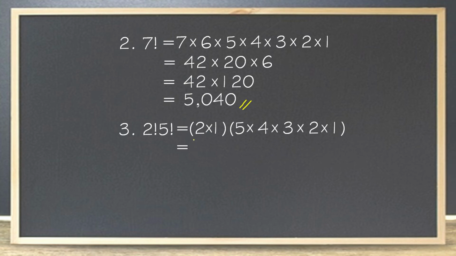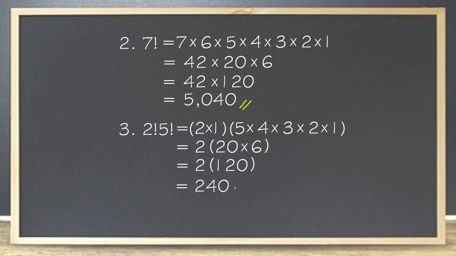So 2 times 1 is 2, and 5 times 4 is 20, times 3 times 2 times 1, which is 6. So you have 2 times 6 times 20. 6 times 20 is 120. So 120 times 2 will give us 240. So that's the product of the factorial of 2 and the factorial of 5.